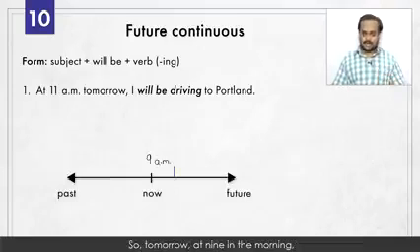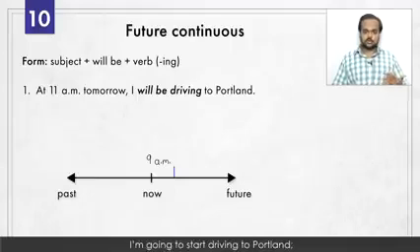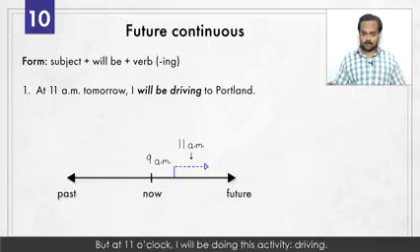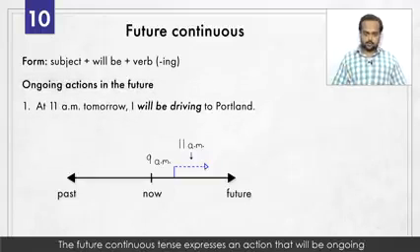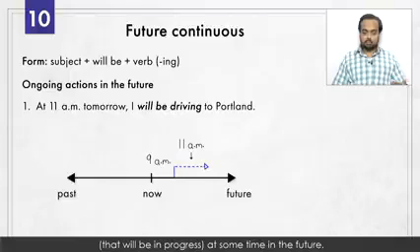So tomorrow at 9 in the morning, I'm going to start driving to Portland. It will take me many hours to get there, but at 11 o'clock, I will be doing this activity, driving. The future continuous tense expresses an action that will be ongoing, that will be in progress at some time in the future.